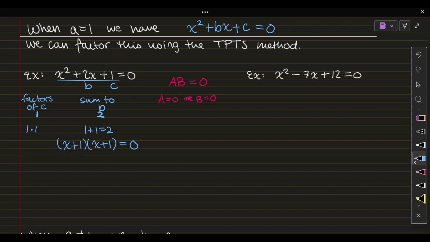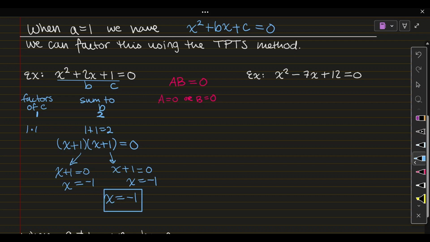So we just take the two factors and separately set them equal to 0. x plus 1 equals 0, and x plus 1 equals 0. Now we can subtract 1 from both sides, and I get x is equal to negative 1. Same thing here, x is equal to negative 1. This tells me that x is equal to negative 1, and this is the solution to this equation.